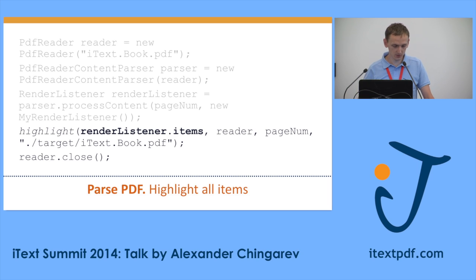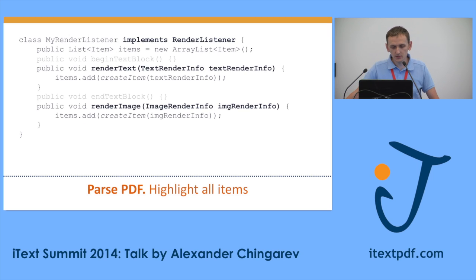Finally, we should close the PDF reader. Now let's return to the implementation of the standard iText render listener interface. To implement this, you basically need to implement two functions, called render text and render image.